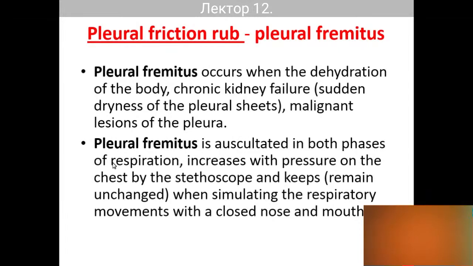Pleural friction noise occurs in case of dehydration of the body, chronic kidney failure, sudden dryness of pleural sheets, malignant lesions of the pleura. Pleural friction noise is auscultated in both phases of respiration. It increases with pressure on the chest by stethoscope and remains unchanged.